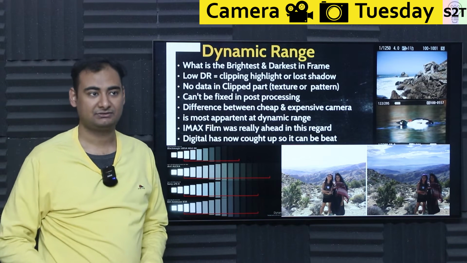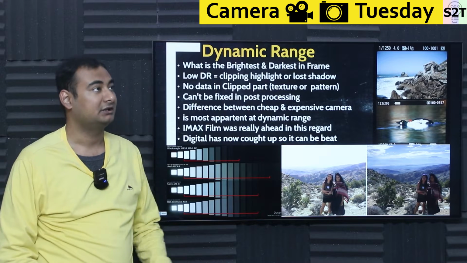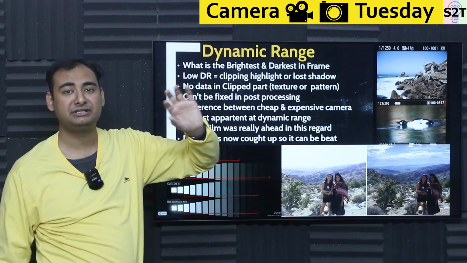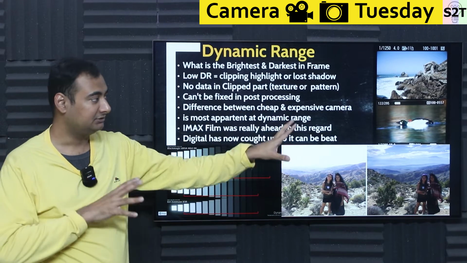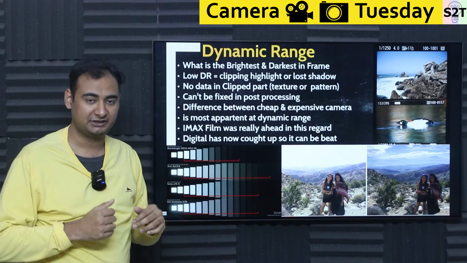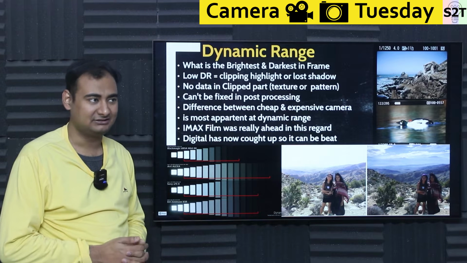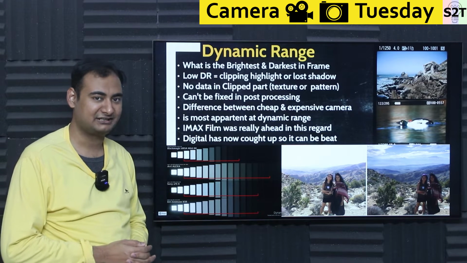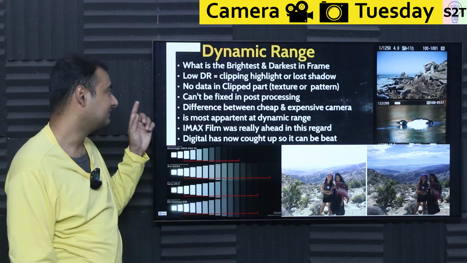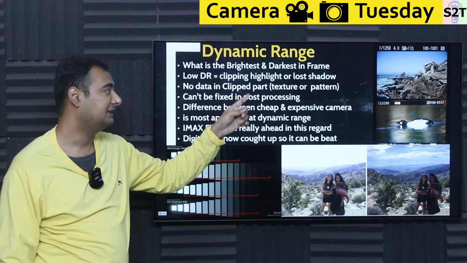It feels real because in the real world, you can be walking and there's a dark spot. The moment you look at it, your eye adjusts for it, you have that data. You look at a bright spot, your eye adjusts for it, you have that data. So we want dynamic range. It's not fair to the camera, neither digital nor negative can capture that much, but it is what it is. So low dynamic range simply means clipped highlights or lost shadows.